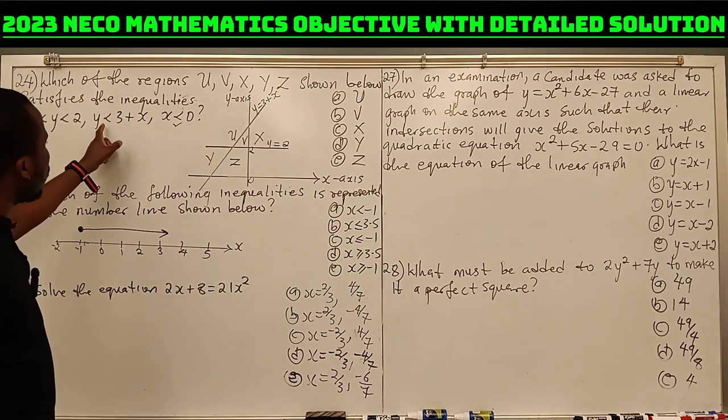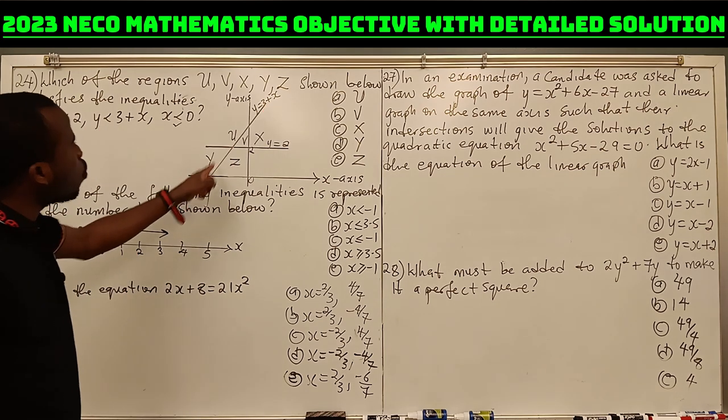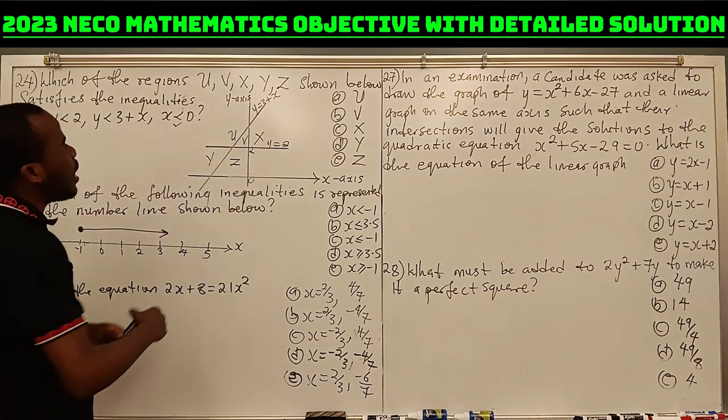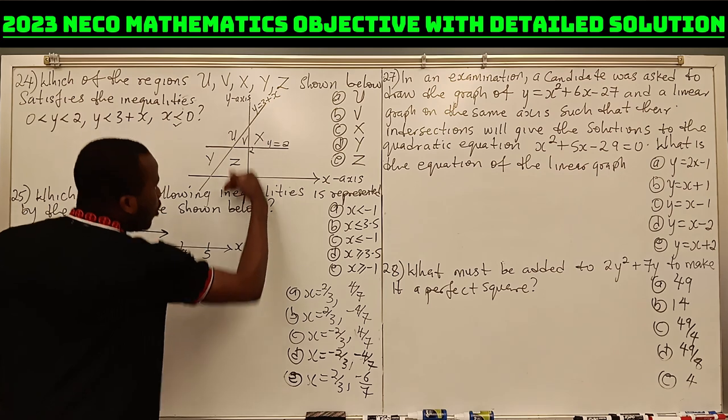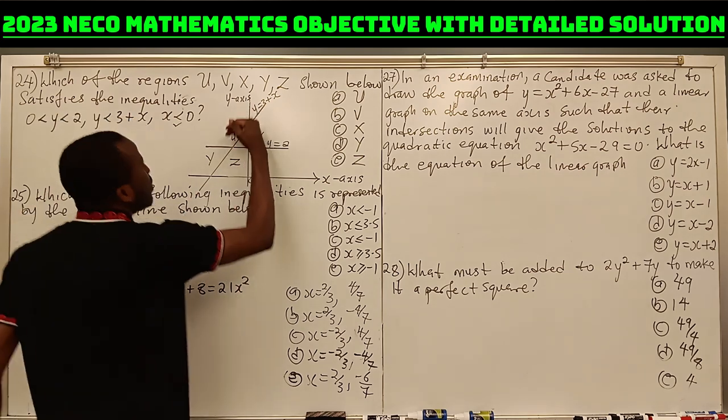The last one says y is less than 3 plus x. This is the graph that shows y is equal to 3 plus x. If y is less than 3 plus x, it means y is below this line. If it is greater than 3 plus x, it is above this line.